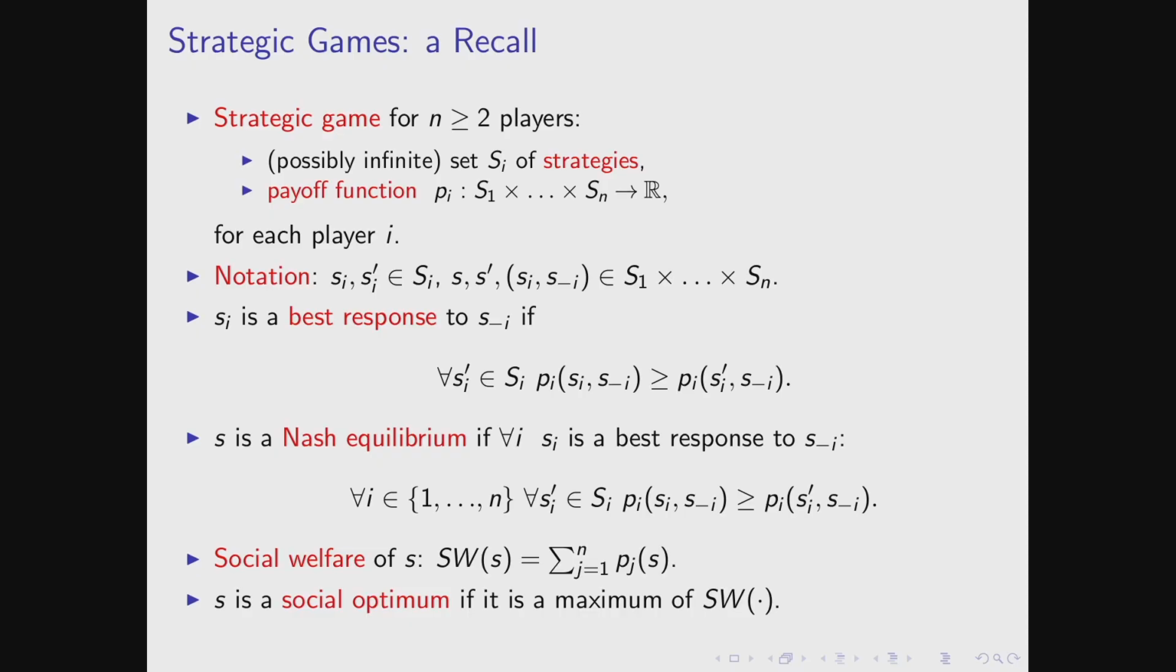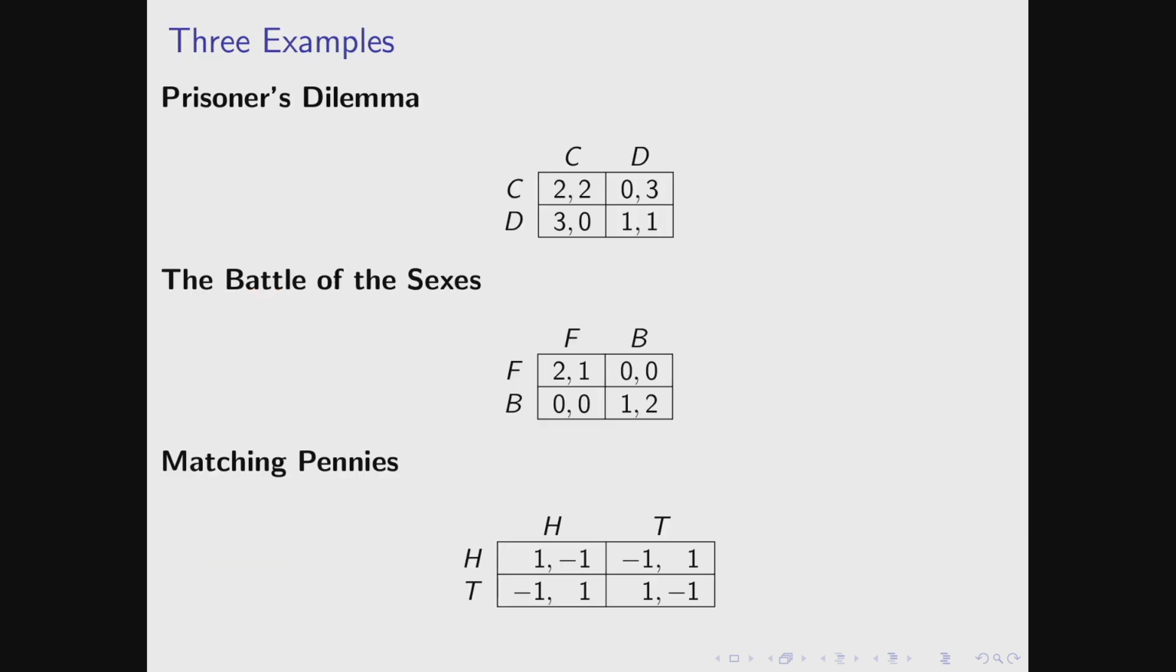So this is the reminder of the definitions in case you do not remember. What is a strategic game? The notation with this S minus i. What is best response? What is Nash equilibrium? And what is social optimum? Ready? Okay, next. So here are three games. Two you already feel familiar with. Now there is a third one, which is called Battle of the Sexes.